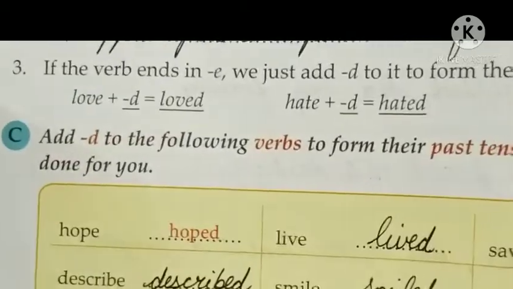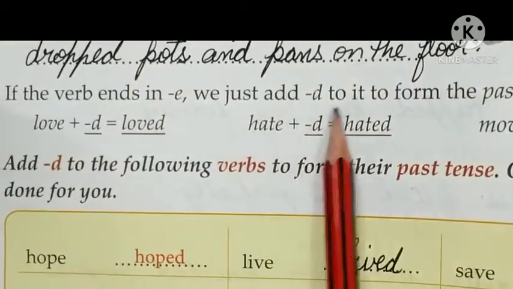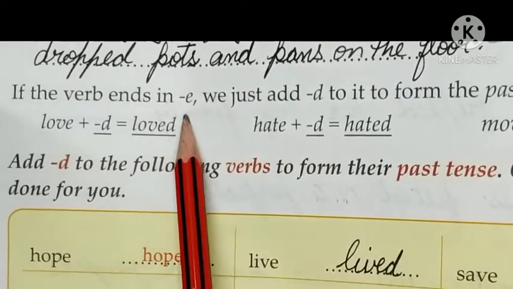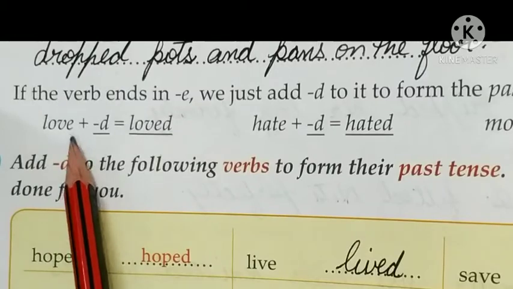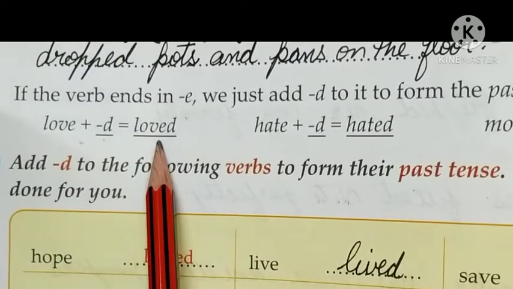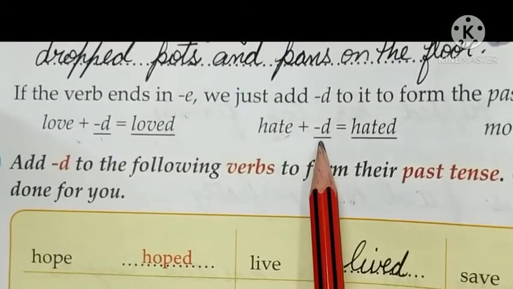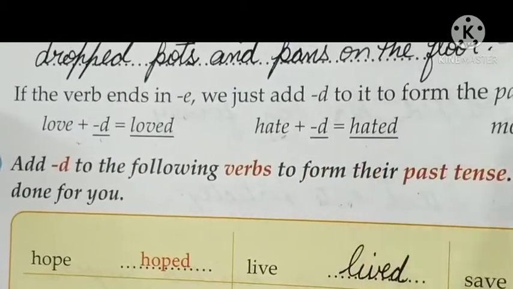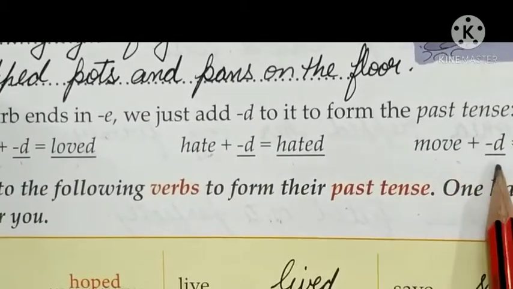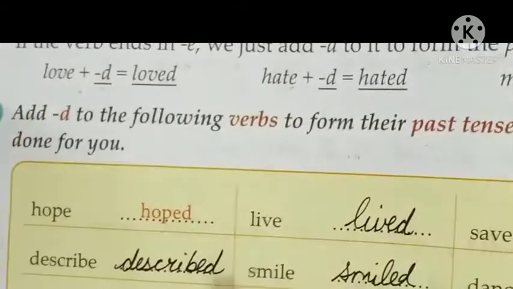If the verb ends in E, we just add D to it to form the past tense. Now if the word ends with E, like L-O-V-E, love, we simply add D and make it loved. Hate, ending with E, simply add D and make it hated. Move, ending in E, we add D to it and make it moved.